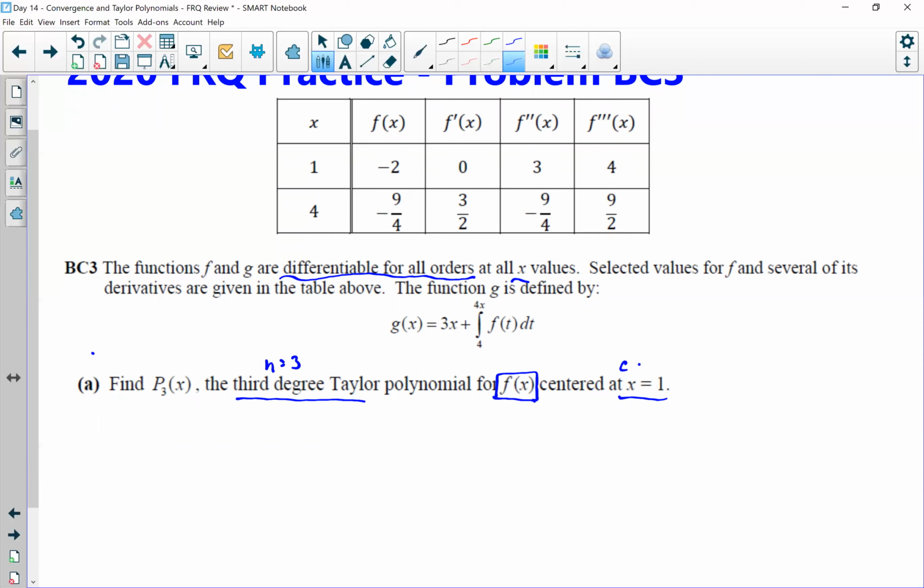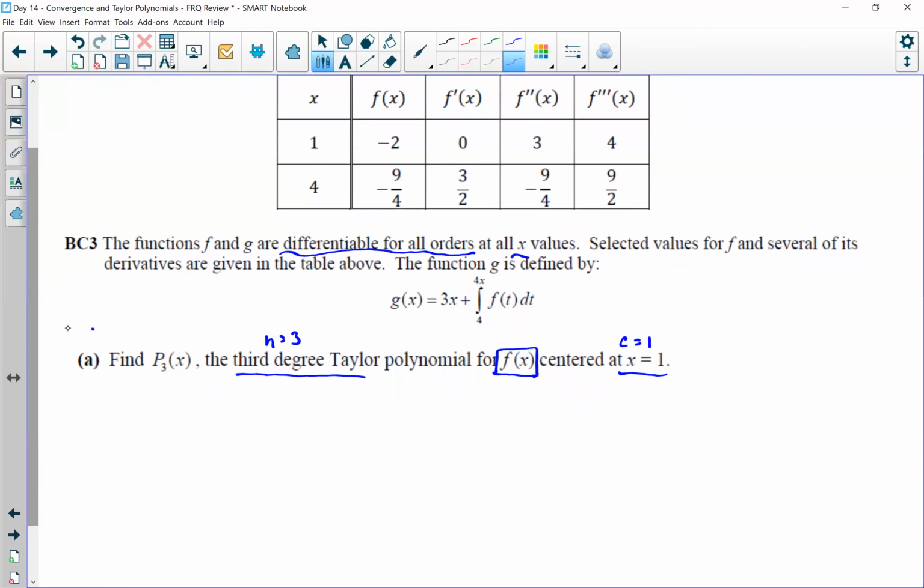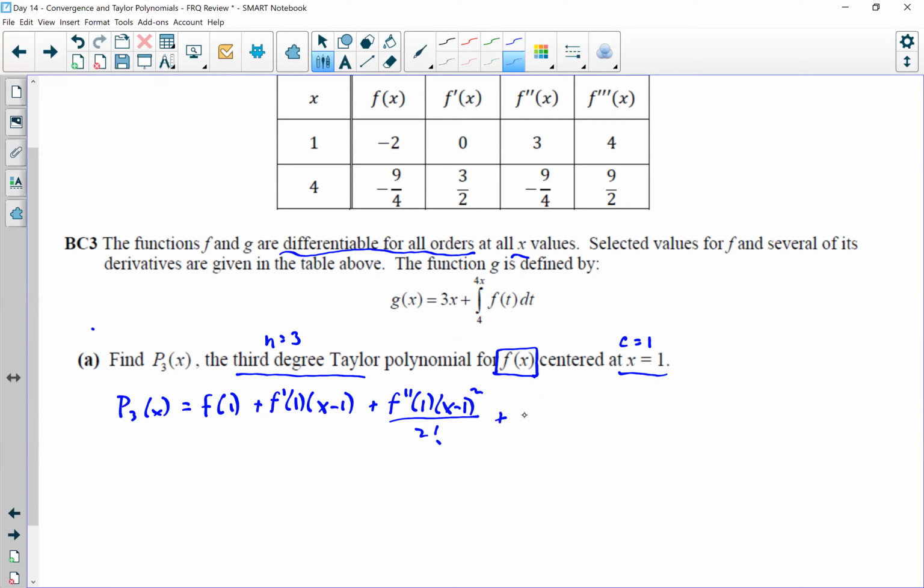And the center is always important. That means that c is 1. And so I really like to create this blanket form for a 3rd degree Taylor polynomial for any function. We have sort of that formula for, right, that we developed last week. And so it's going to be f, in this case, that's the function we're making it for, of c, which is 1, plus f prime of 1 times x minus 1, and then f double prime of 1, x minus 1 squared over 2 factorial, plus f triple prime of 1, x minus 1 to the 3rd over 3 factorial.